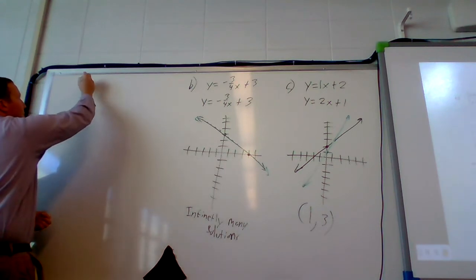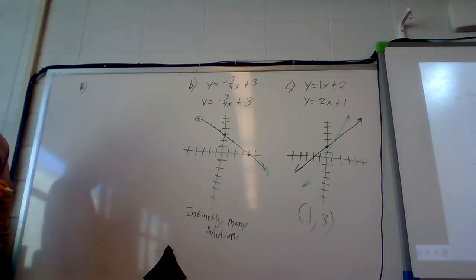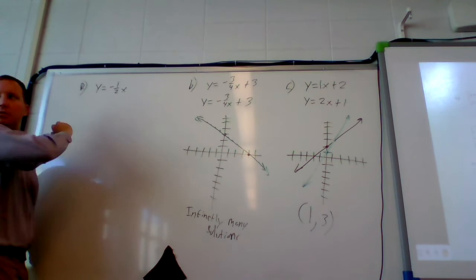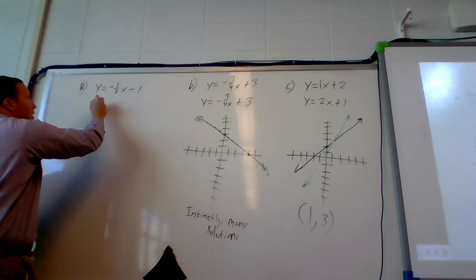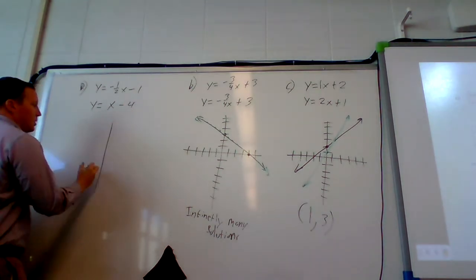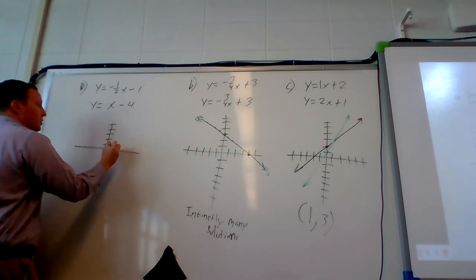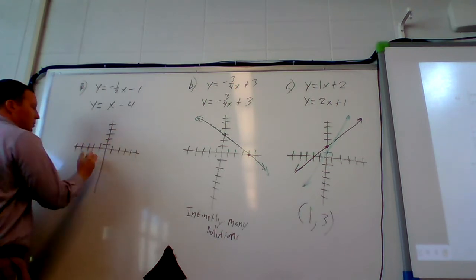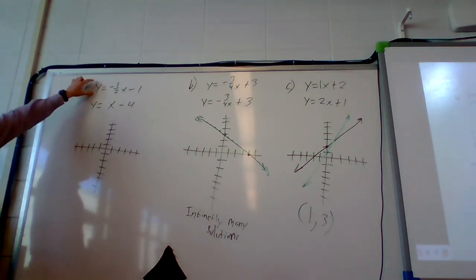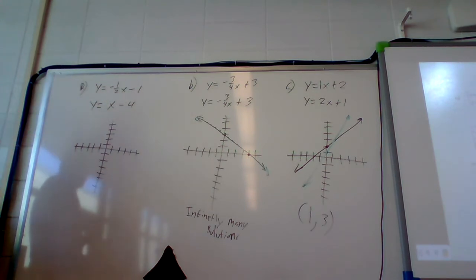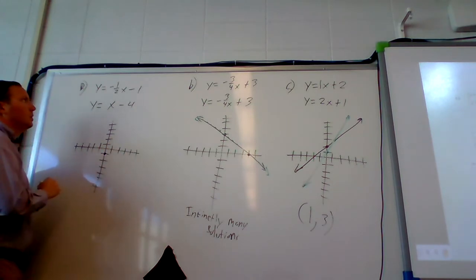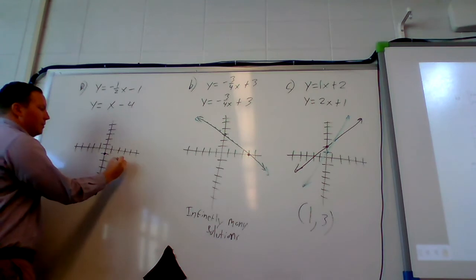Let's go ahead and do D. We've got y equals negative 1/2 x minus 1, and y equals x minus 1. How many solutions are we going to have on this one? 1. So what's our y-intercept on our first equation? -1. What's our slope? -1/2. So we're going down 1 over 2.